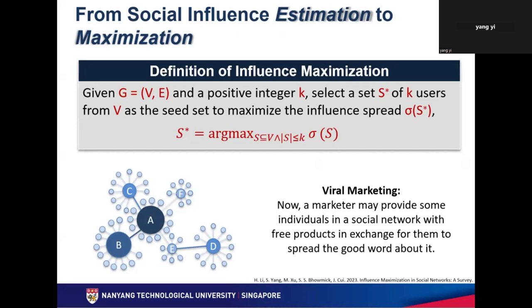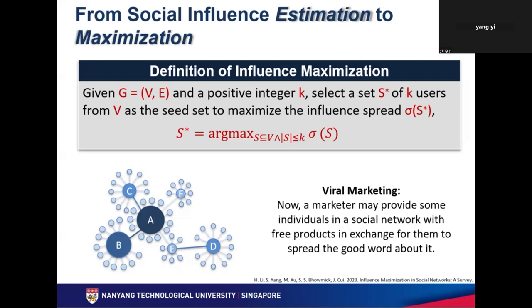If we have a budget number of seeds, how do we select this set of seeds such that the resulting influence function is maximized, which is a very important or fundamental task for viral marketing? Because suppose a marketer provides some individuals in a social network with a free product in exchange for them to spread a good word about it. It's a very popular usage for viral marketing, right?